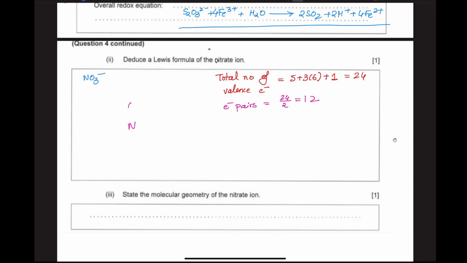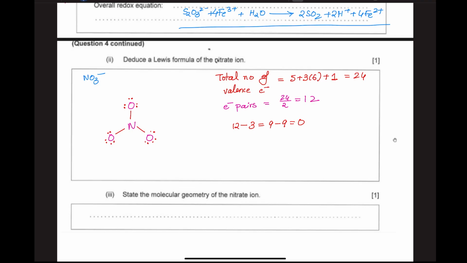So nitrogen will be surrounded by 3 oxygen, right? First, I have to connect them with single bonds. So out of these 12 electron pairs, I have used 3 pairs to form single bonds. Each single bond is 1 electron pair. Now using the 9 electron pairs, I will complete the octet of the outer atoms. Now with this, all 9 electron pairs have been used up and I don't have any electron pair left. For each oxygen, the octet is complete. But for nitrogen, there are 6 electron pairs around it, not 8. So the octet of nitrogen is not complete.